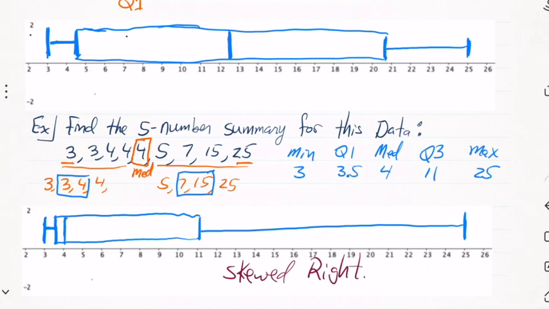This is the exact same way salaries in the United States are skewed. Most people make a little bit of money, and very few people make a lot of money. So that would also be considered a skewed right data set.